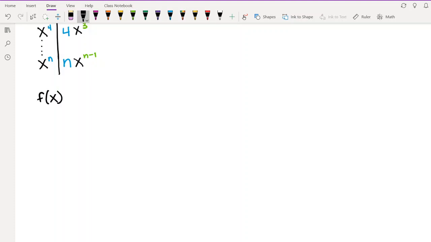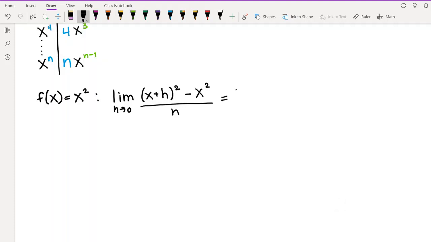So if you're doing f of x is equal to x squared, we know that the derivative will look like this. The limit as h approaches 0 of f of x plus h, so that's going to be x plus h squared minus x squared, all divided by h. So if you multiply out x plus h squared, you're going to get x squared plus 2xh plus h squared minus x squared over h.